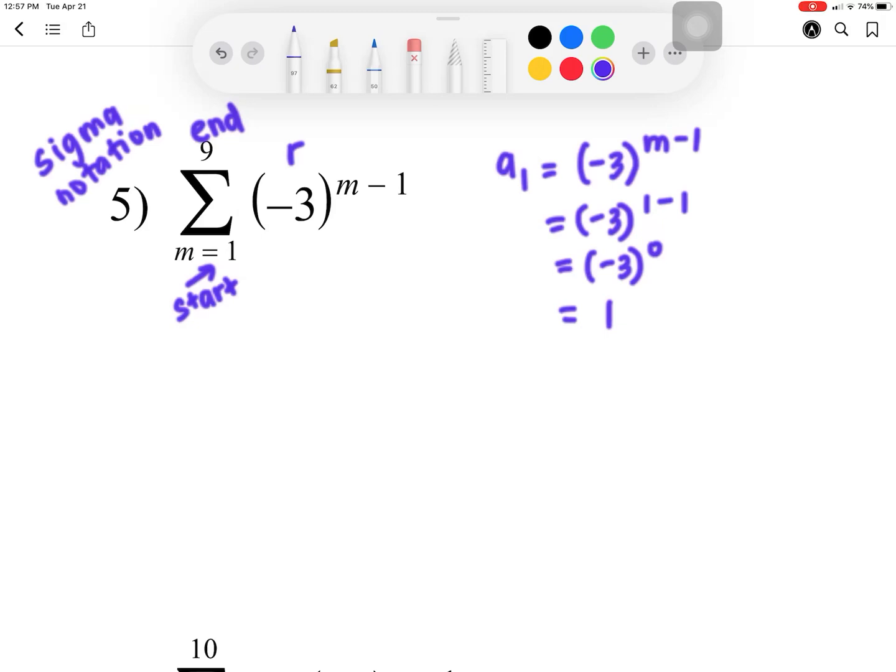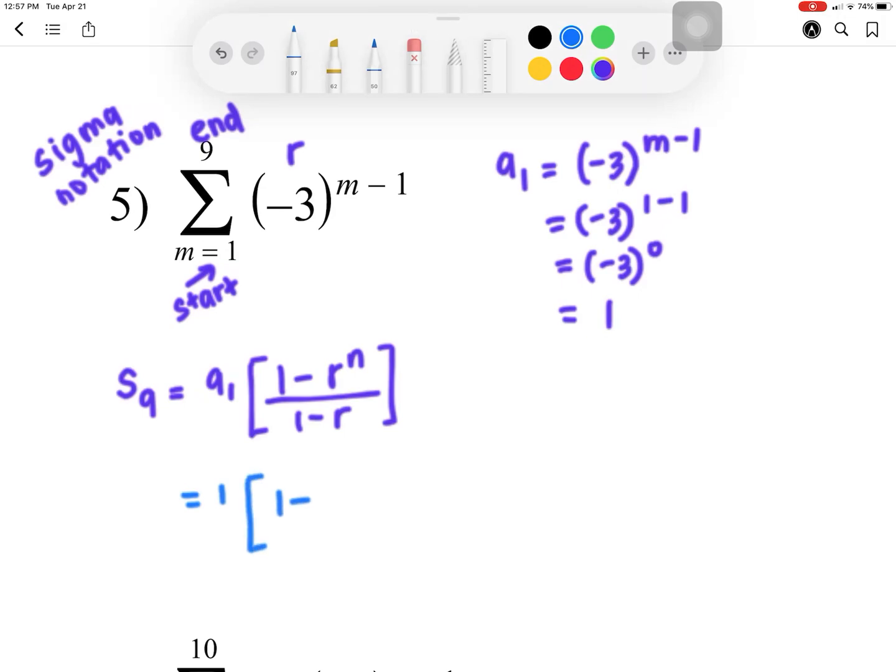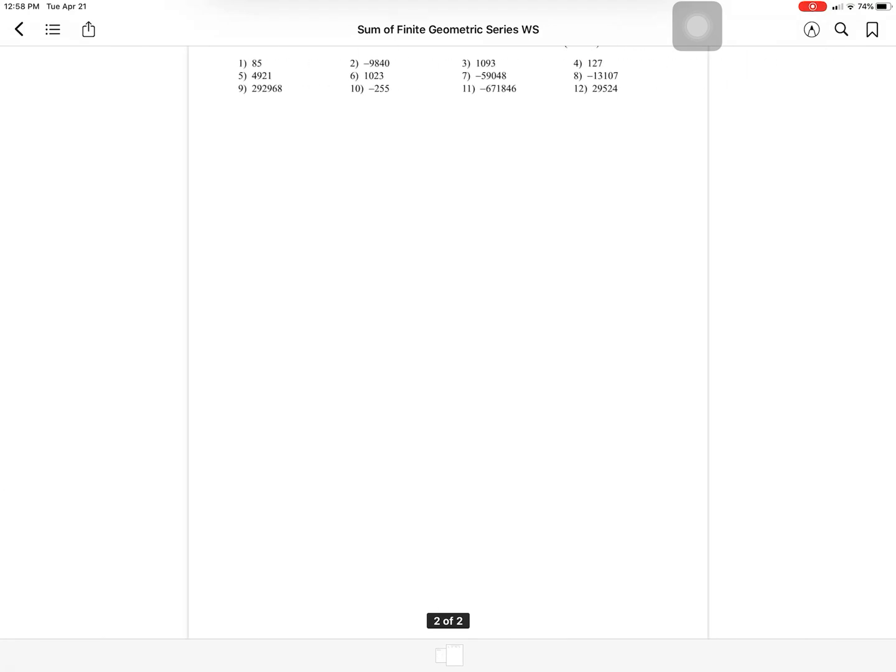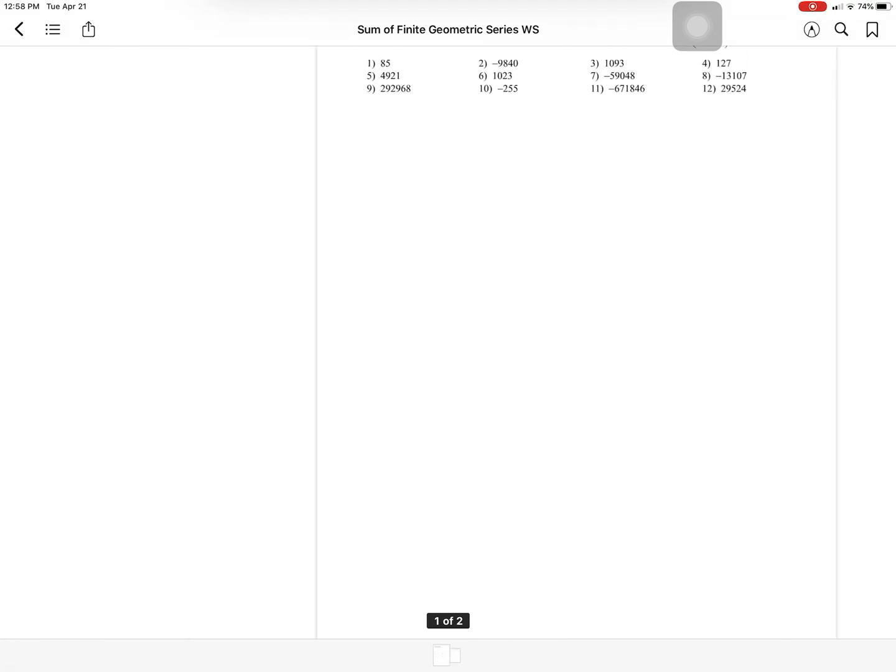Okay, let's use the formula. So S sub what now? There are 9 terms. S sub 9 is equal to A sub 1 times 1 minus R to the N divided by 1 minus R. What is your first term? It is 1. 1 minus, what is your R? Right here, -3. How many terms are there? 9. Divided by 1 minus, what is R? -3. If you plug all of this in, you should get 4,921.